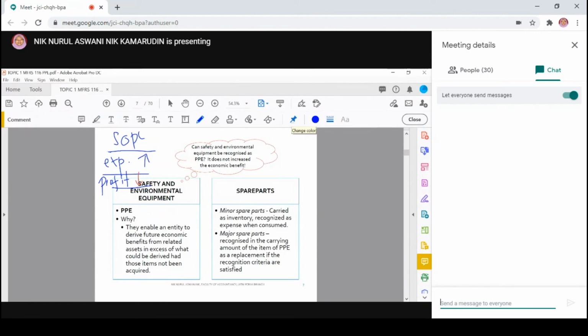purchase in bulk, for example, the screws, nuts, bolts. So if you do not use everything, not finish everything in that year, then we can carry the spare part as inventory, and then recognize it as expense when it is consumed. But for major spare parts, when you purchase the spare part, when you replace the spare part, you can record the replacement of the spare part as property, plant, and equipment if it meets the recognition criteria.